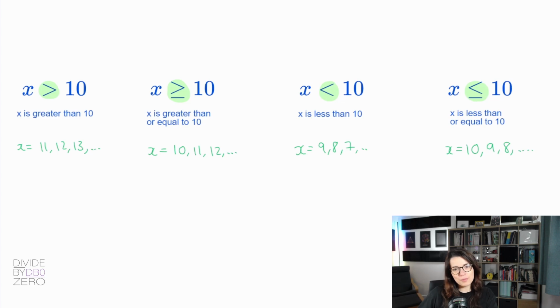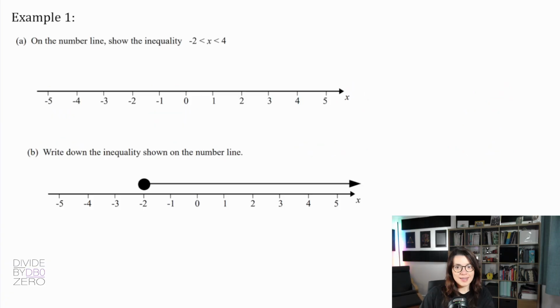Now you might remember from when you were younger, a way to remember which way the inequality symbols go is to look at them as a crocodile mouth. And the crocodile is greedy and always wants to eat the bigger number. Now that we've seen the symbols, let's have a look at some example questions.